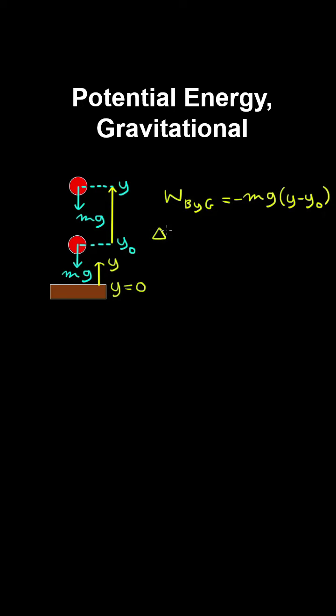So the change in gravitational potential energy is the negative of the work done by the gravitational force. So it's effectively the work done by an external agent to raise this particle from a position of y0 to y against the gravitational field.